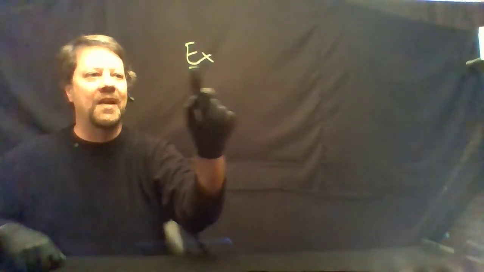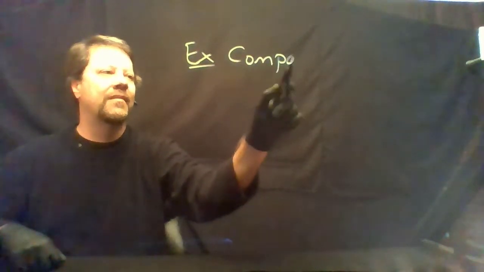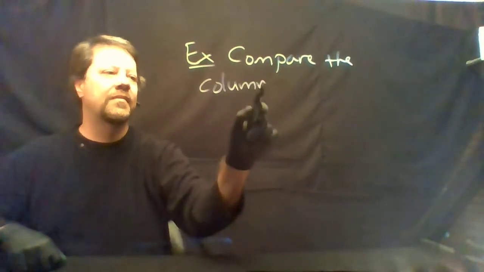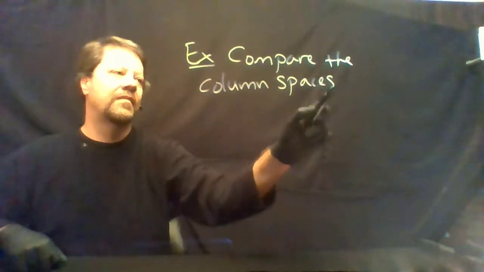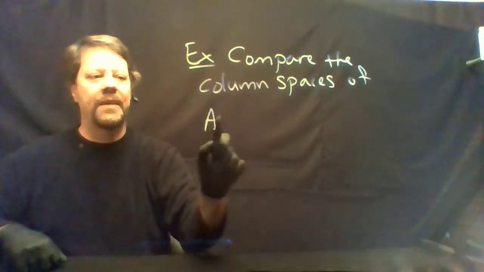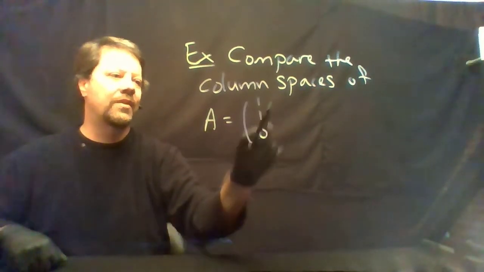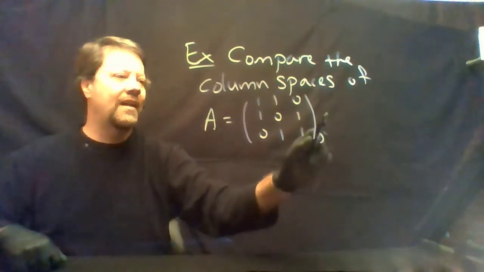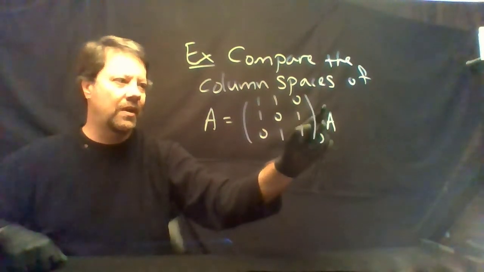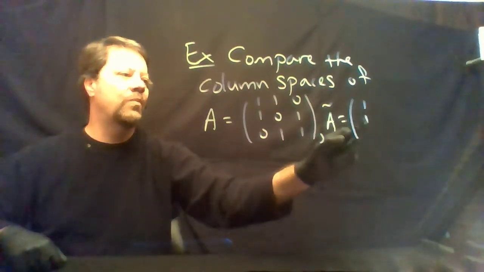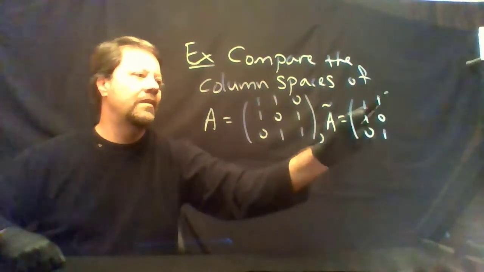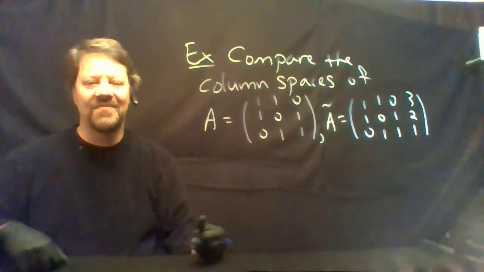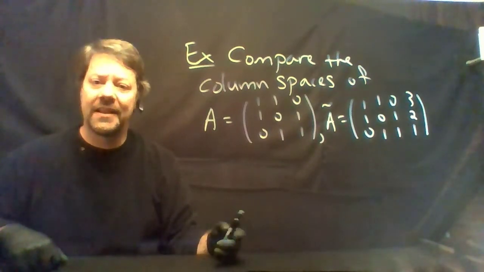In the next example, I want to compare the column spaces of two matrices. First, 1, 1, 0, 1, 0, 1, 0, 1, 1. And another matrix, we'll call it A tilde, which is 1, 1, 0, 1, 0, 1, 0, 1, 1, 3, 2, 1. How do the column spaces of these matrices compare?